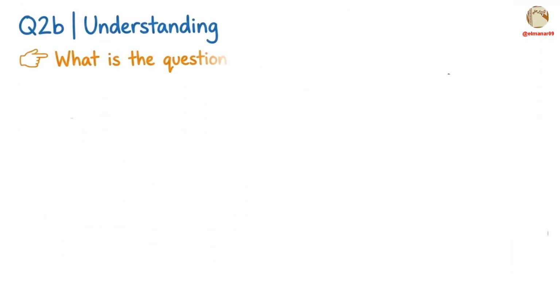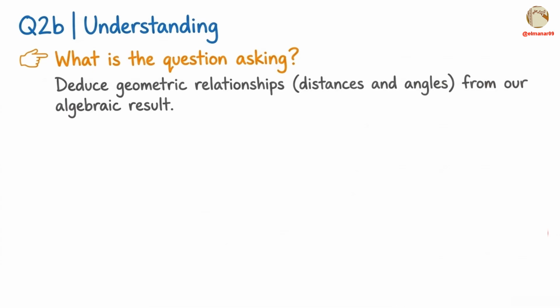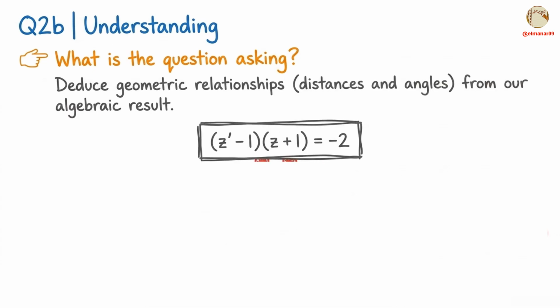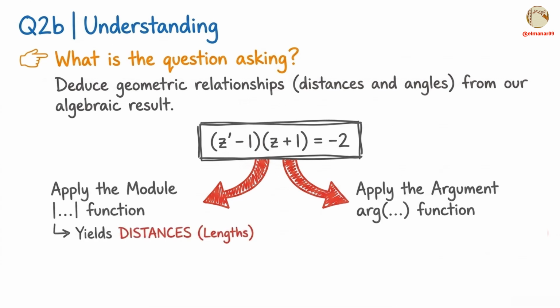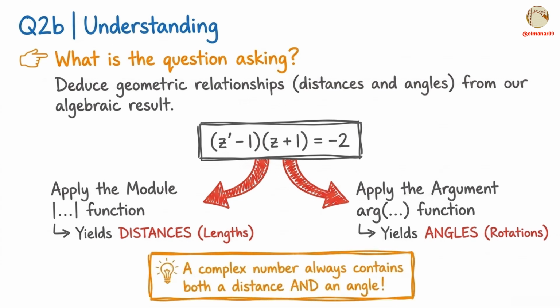Why did we just spend all that time on algebra? Because every complex number relationship tells two stories, one about distances and one about angles. By applying the modulus, the absolute value, we find lengths and distances. By applying the argument, we find rotations and angles. Remember, a complex number is a package deal containing both a distance and a direction.